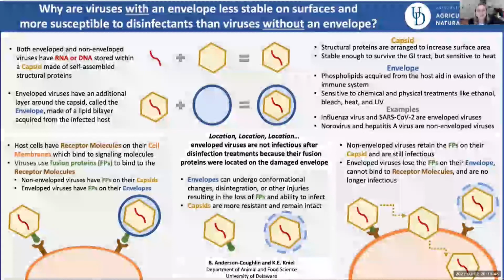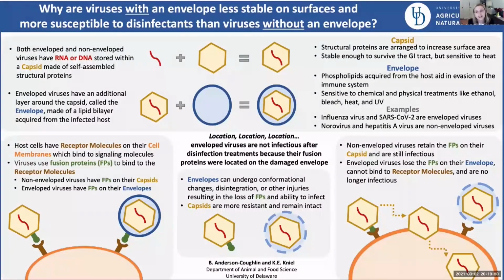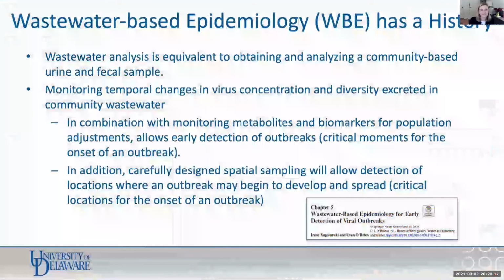In fact, that envelope actually makes it more susceptible to disinfectants. That envelope that surrounds the coronavirus is important for its ability to bind to the host and to infect that host. And this is an infographic that we designed early on in 2020 to help people understand those differences and think about why, if it has an envelope, it is so much more susceptible than those that are non-enveloped. And so we hope that some of these images here can be helpful to explain that.